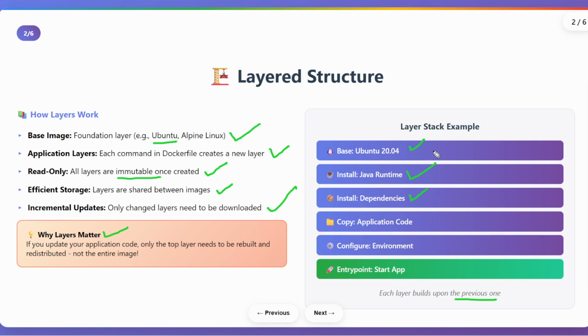And these are the layers, for example. So the base image, and then we are installing the dependencies and runtime, and we are copying the actual application code, and we are maintaining the environment variables, and we are starting the application. Okay, so this is a layered stack example.